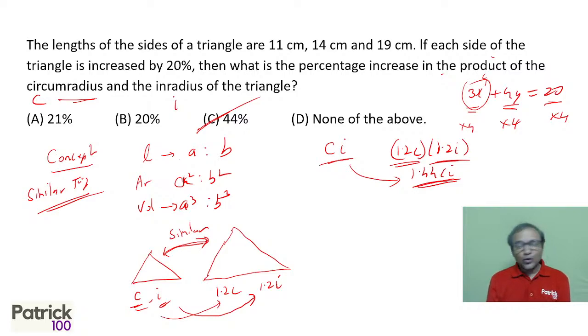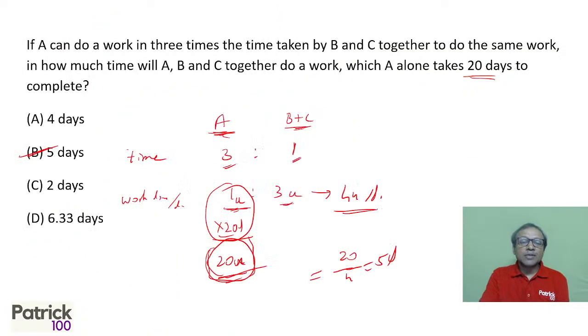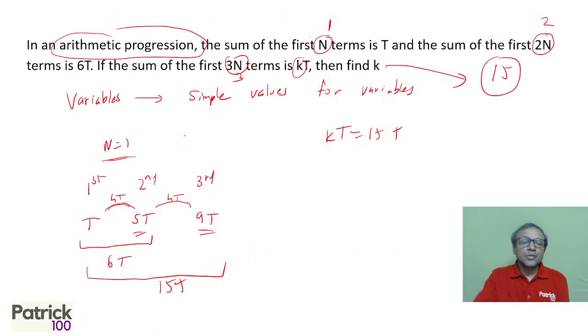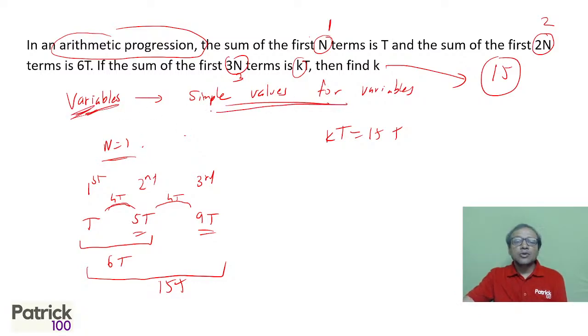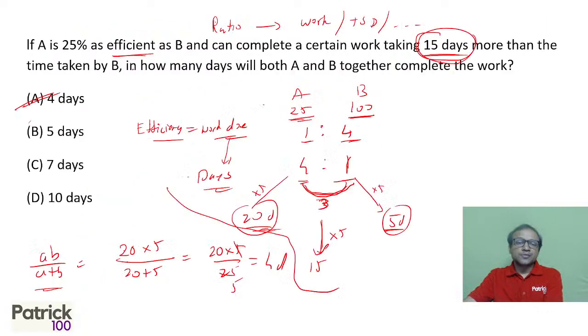I'll wind up for today. So we took up a few sums, just glancing at the methods that we use. First, we use variables: whatever variables you have in the sum, substitute simple values for the variables and you get the answer. Second, we use ratio: work, time, speed, distance, etc. Ratio is a very common method.